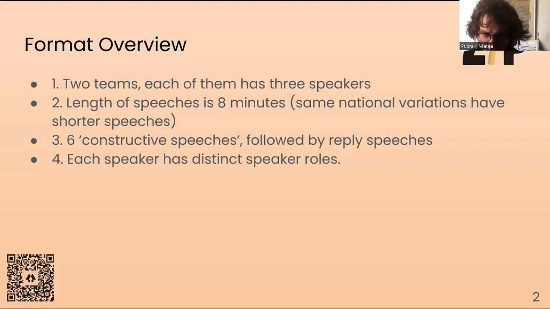Every speaker has a distinct speaker role. That means that, for instance, the first speakers are introducing the debate, framing it, and providing the bulk of the argumentative material. The second speakers are responding, introducing the last of their arguments. The third speakers are analyzing the debate as a whole and doing comparison analysis of clashes. And as said, reply speakers are summarizing it.